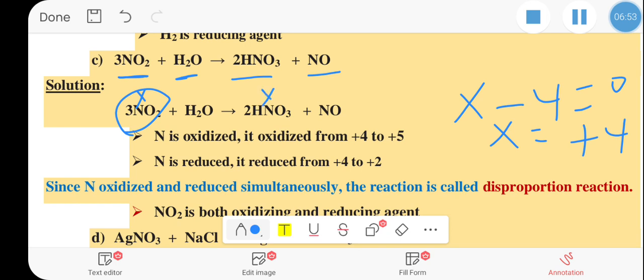In the second case, hydrogen is +1, oxygen is -2, -2 times 3 is -6, -6 plus hydrogen 1, nitrogen is +5. Therefore, in the second case it is +5. Nitrogen is oxidized. It is oxidized from +4 to +5. In the same manner, nitrogen is reduced from +4 in the first case to +2.